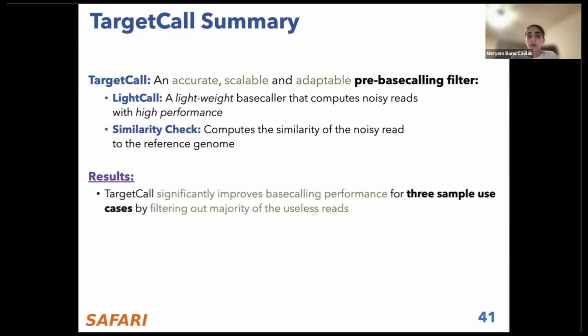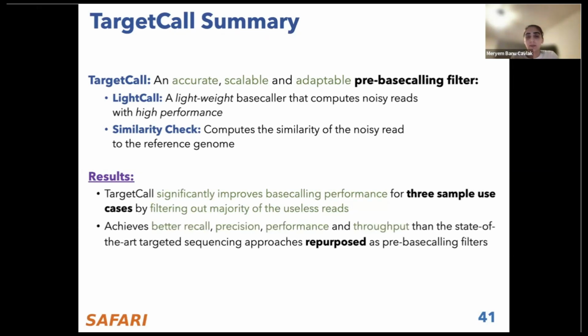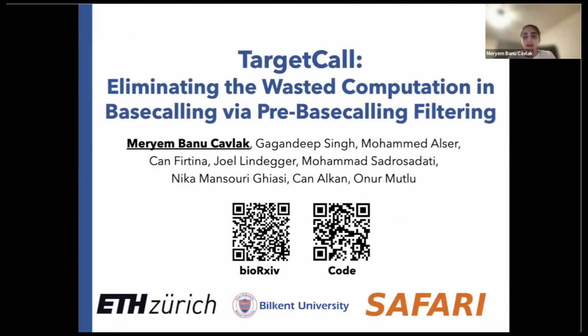Our results show that we can significantly improve the base calling performance for all use cases we tested by filtering out the majority of the useless reads with high sensitivity in keeping useful reads. We can also have better recall, precision, performance, and throughput than prior targeted sequencing approaches if we repurpose them as pre-base calling filters. I think that's all, and thanks a lot for attending.